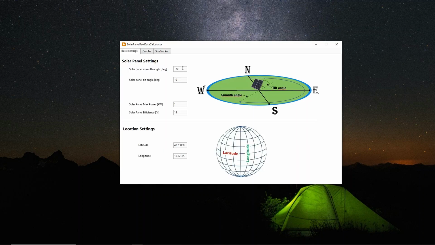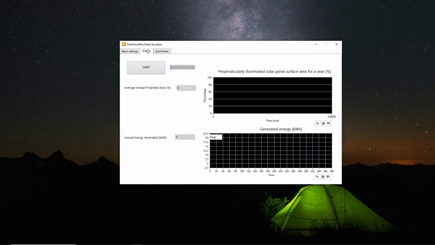Let's set the orientation of the panels to 160 degrees. It means it's almost facing south. Let's set the tilt angle of the panels to 12 degrees. Use a solar panel with an efficiency of 20%. You can also change location data here. Let's start the calculation.